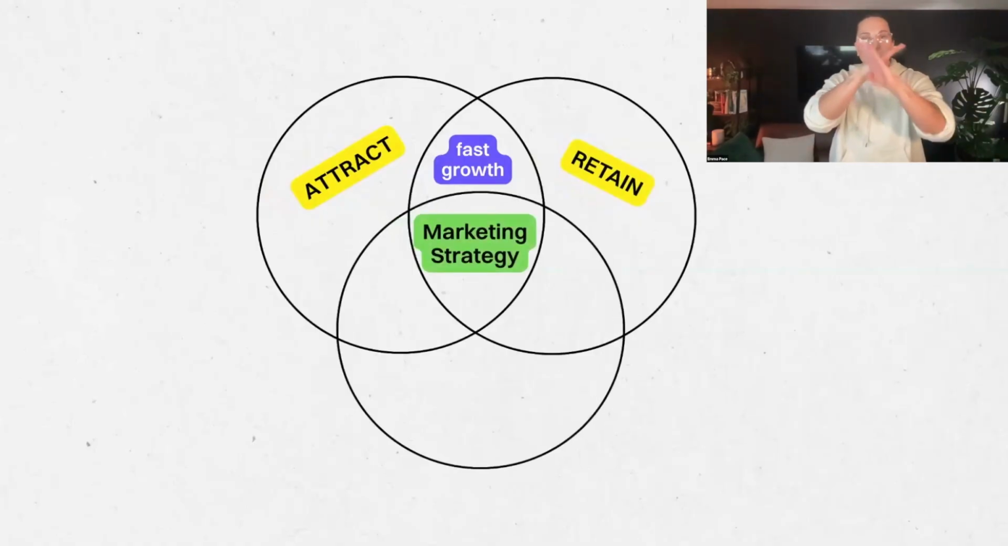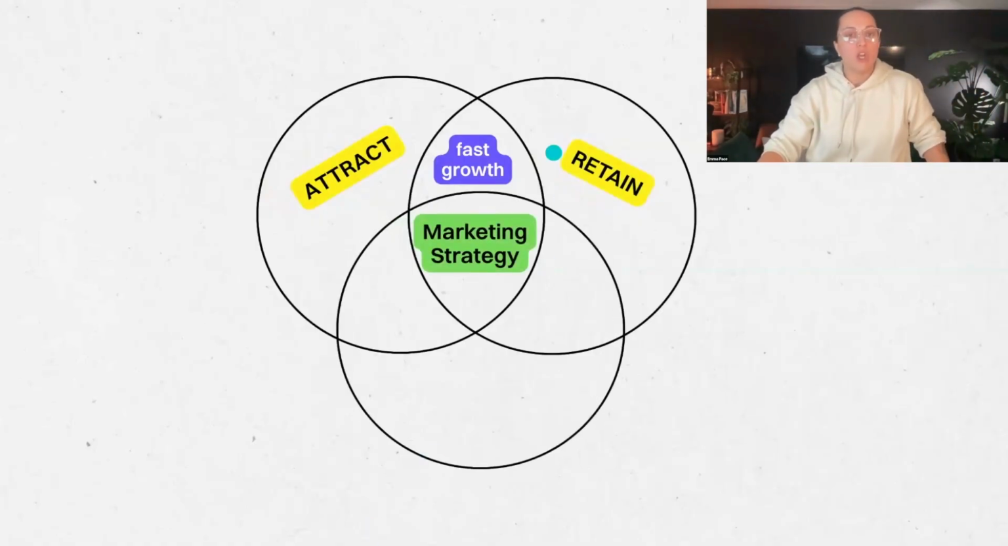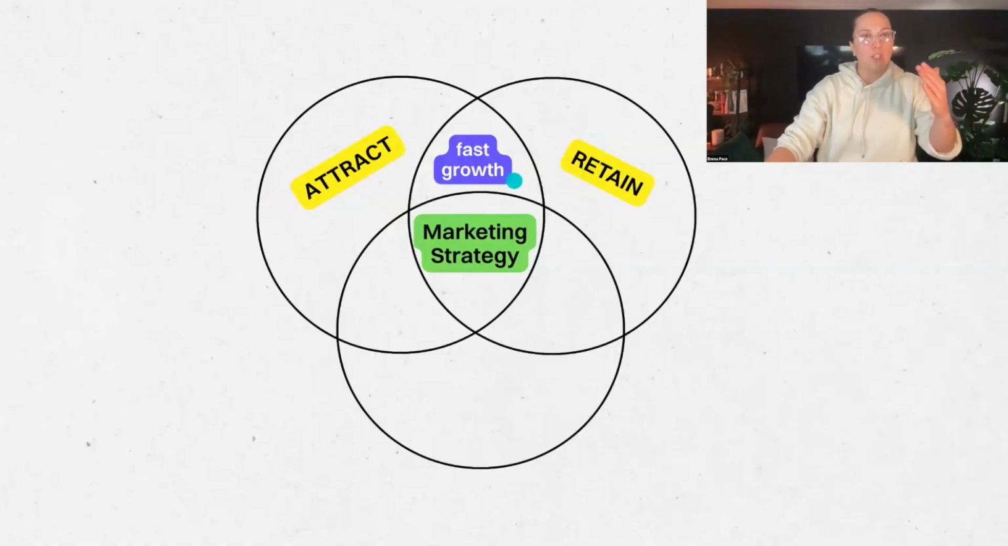At the cross section of attraction and retention, when you run both of those things, you get fast growth because you're bringing strangers in and you're keeping them around longer. Okay? That's how you can grow your business more quickly.